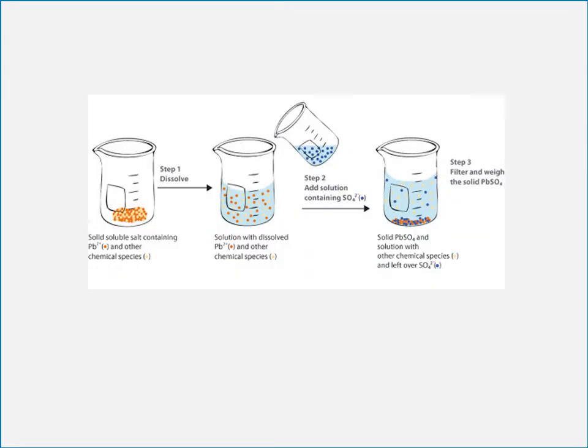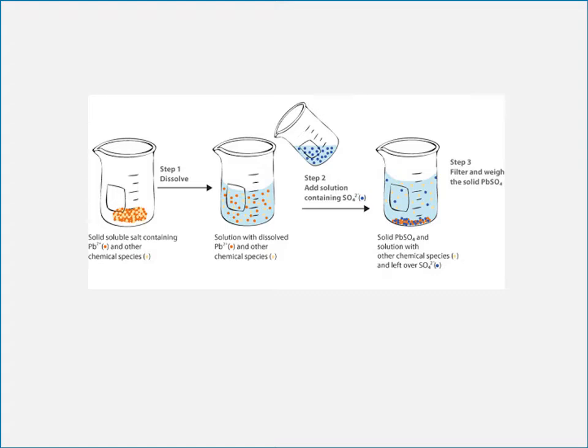Here you will observe a solid soluble salt containing a lead ion and other chemical species. In step one, we dissolve our solid soluble salt that contains lead, and then we add water, and after dissolving it there will be a mixture of our molecules in the solution.